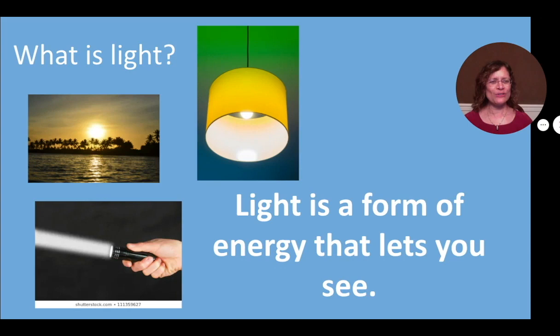There are two key words you need to understand. The first is light. What is light? Light is a form of energy that lets you see. What are some forms of light that let you see? Sunlight is one. Sunlight is a natural form of light that lets you see during the daytime. Another might be lamplight. A lamplight will let you see inside your home. And finally, a flashlight will let you see when it's dark and there's no other light available.